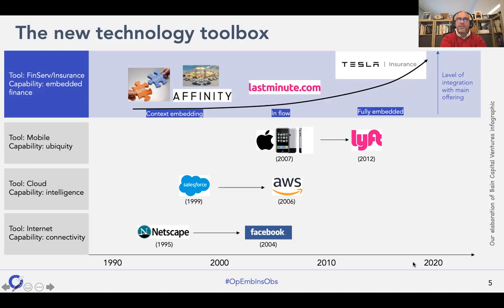And now we are witnessing a new evolutionary step, with financial services moving from a business model in their own right into the fourth element of this toolbox. Financial capabilities such as payments, lending, and insurance are getting combined with connectivity, internet, intelligence, cloud, and ubiquity, mobile, as the fourth element of the toolbox with which new companies and new markets can be created.